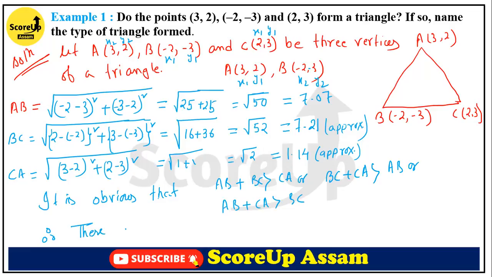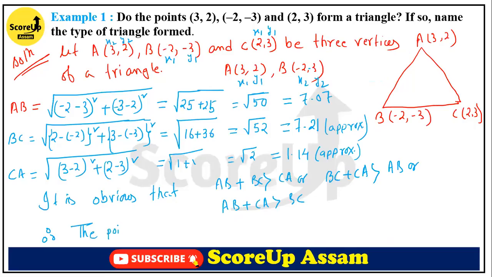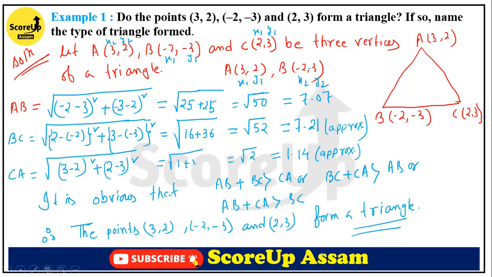Therefore, the points 3, 2, minus 2, minus 3, and 2, 3 form a triangle. Okay, I hope it is clear to you right now.